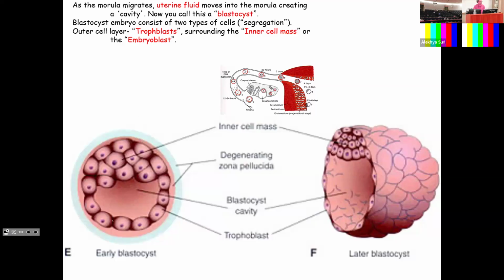So this is how an early blastocyst looks. There are two sub-stages. Early blastocyst, here with the zona, and late blastocyst without the zona. This is the one that will implant. Okay, it's sticky. This one is sticky, the late blastocyst.